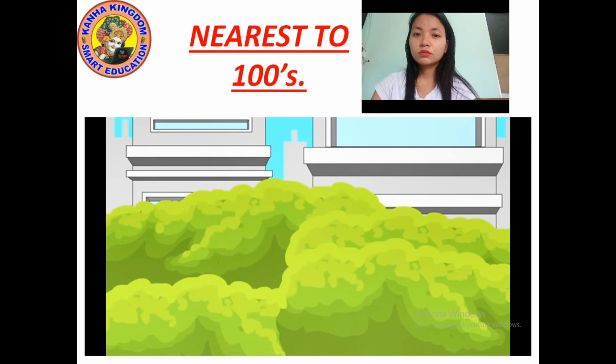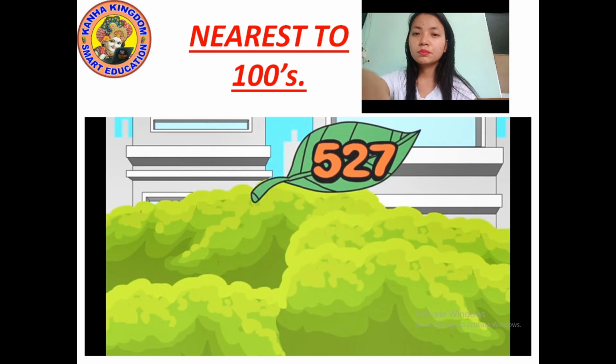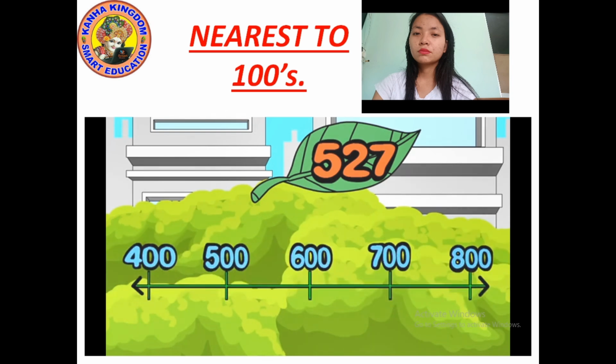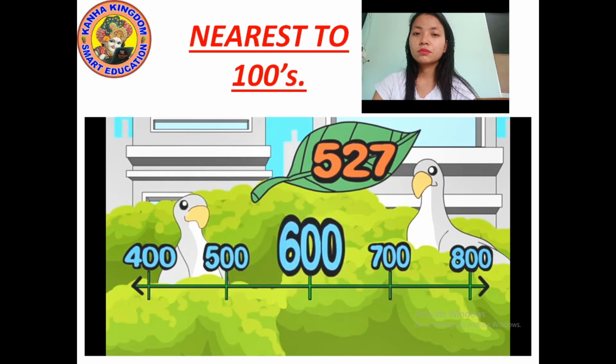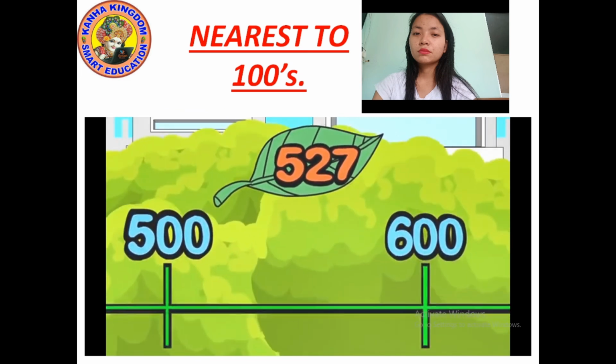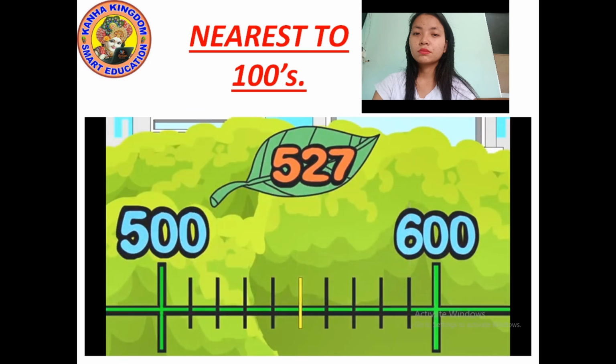Let's see how. Let's round 527 to the nearest hundred. Step 1. Figure out what benchmarks to use. To the nearest hundred tells you to choose the hundred before 527 and the hundred after 527. 500 is the lower benchmark, and 600 is the higher benchmark. Now you can set up a number line and mark your benchmarks.